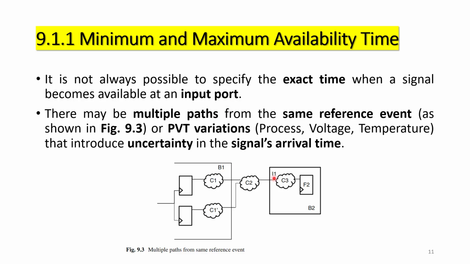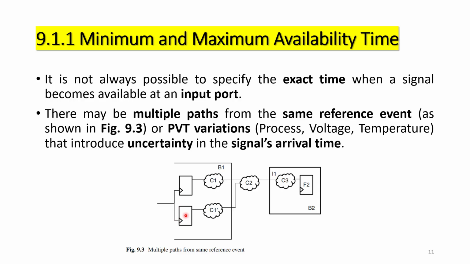So we cannot say the exact time at which the data will be present at this input port I1. There may be multiple paths from the same reference event or PVT variations. Here PVT is nothing but process, voltage and temperature variations that introduce uncertainty in the signal's arrival time. So if you see this particular figure, we want data at this input I1, but this data will be arriving from this flop followed by combo delay C1, and then C2 will get added so that the data will be available at I1. So this is one path.